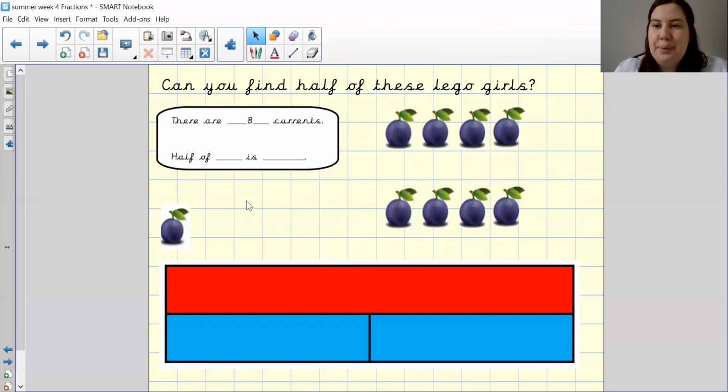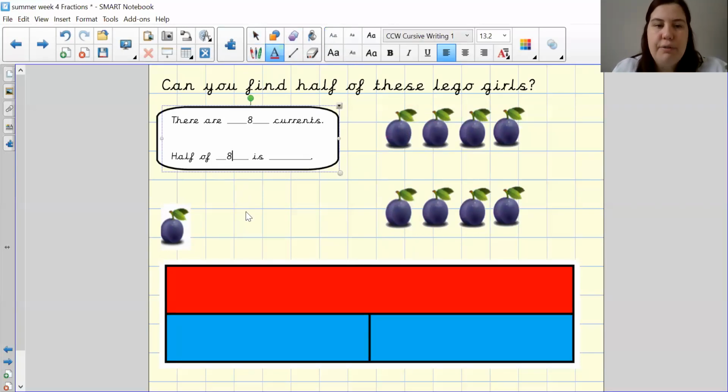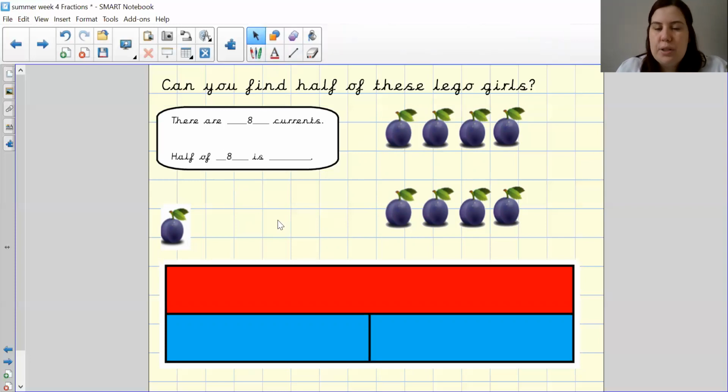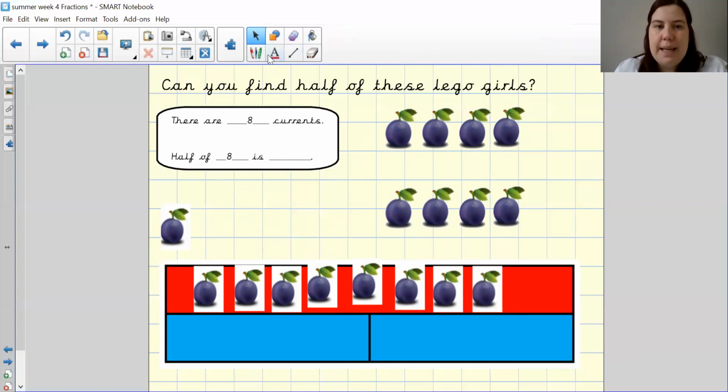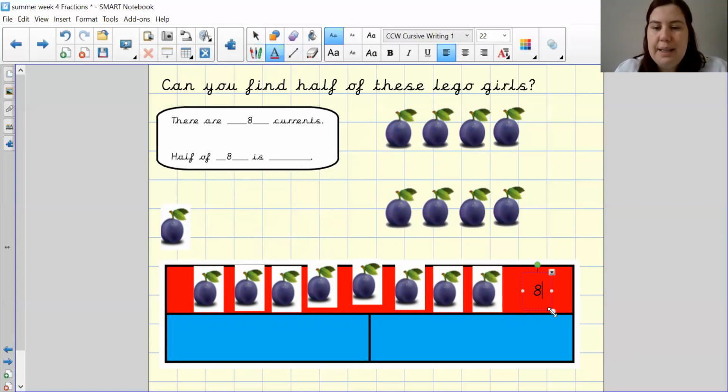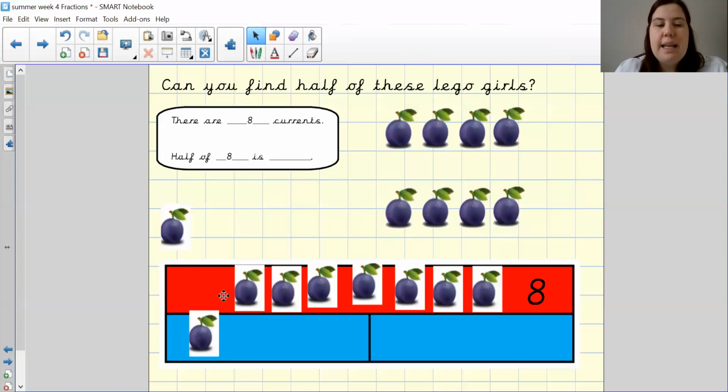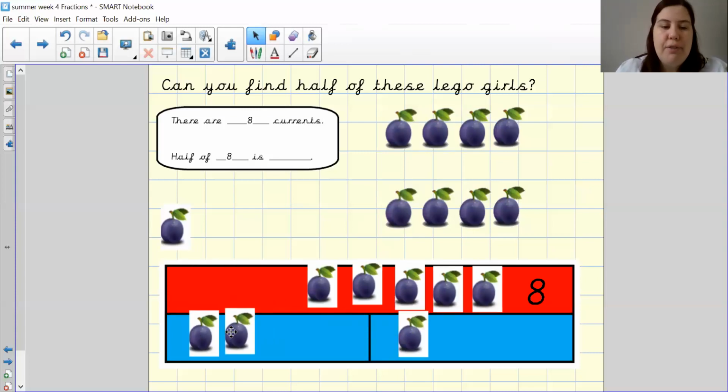So what do I need to do now? Well done, I need to write 8 after the half of. What's the next step? Fantastic, I need to add 8 into my whole. And I've added my 8 in, and I've written my number 8. What is the next step? Well done, I need to half them. So that means I need to separate them into 2 groups, because we know half is 2.